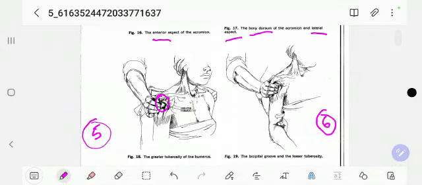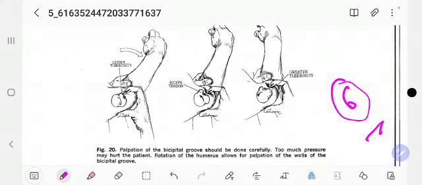Here we rotate the arm externally. So from the greater tuberosity there will be the bicipital groove and then we will go to the lesser tuberosity. Again, you see in this we are externally rotating the arm. Here is the lesser tuberosity, this is the biceps tendon and this is the greater tuberosity. The palpation of the bicipital groove should be done very carefully. Too much pressure may hurt the patient. Rotation of the humerus allows for palpation of the walls of the bicipital groove.